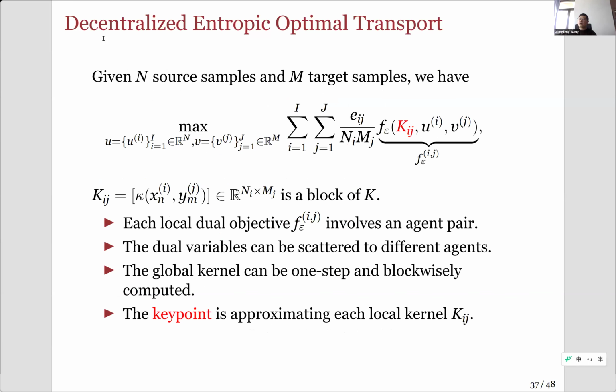And the kernel block matrix K_ij is very important that we need to consider. And the crucial challenge is how can agent I and agent J compute or approximate their contribution involving K_ij without directly sharing their raw data samples.